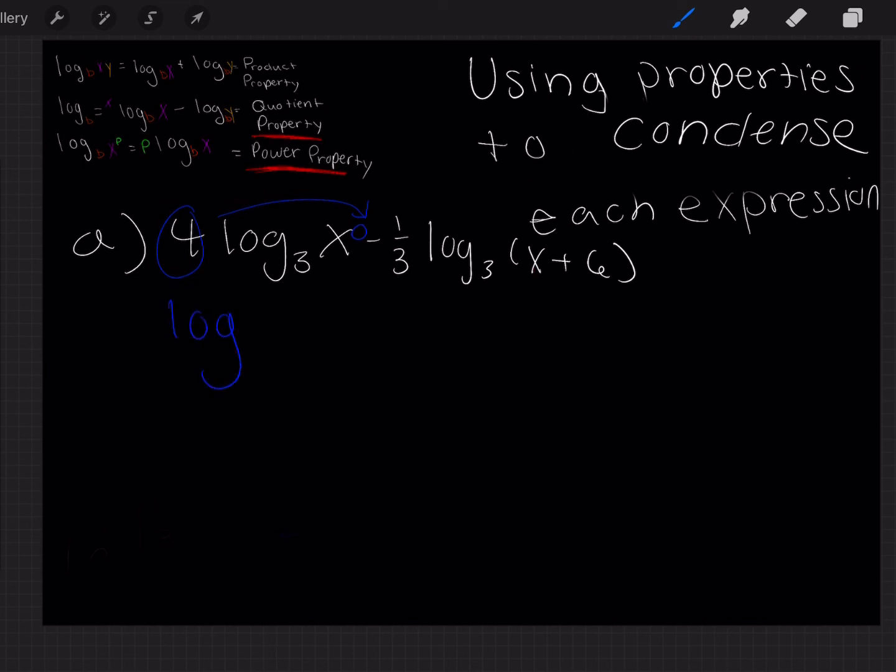Just to start off pretty simple, we know that subtraction means that it's going to be a division. So log base 3 and then x to the 4th divided by, and that 1/3 clues us into the fact that it is using a cubed root. So our 3 is going to go right in between that little dip. And so our problem is going to be log base 3 of x to the 4th divided by the cubed root of x plus 6.